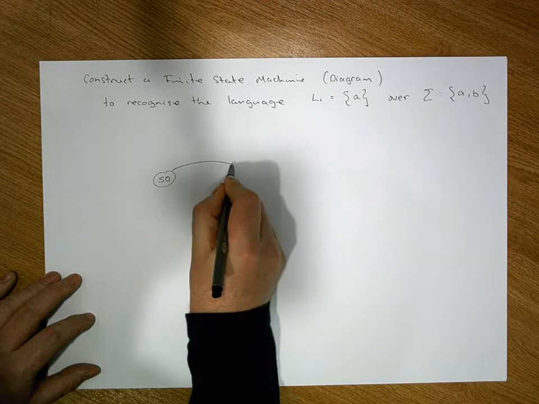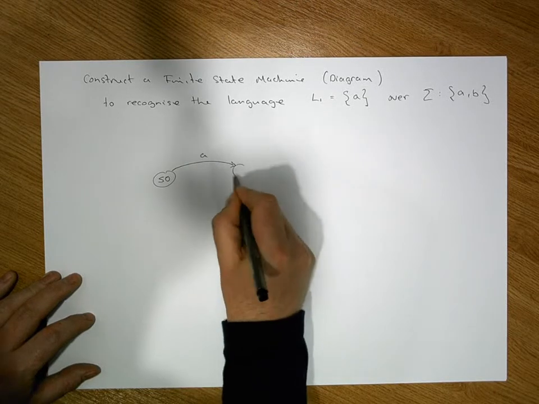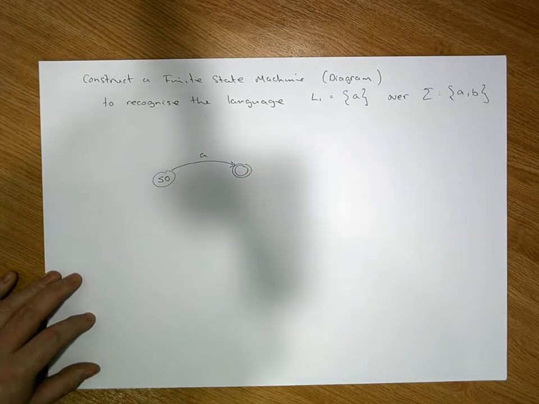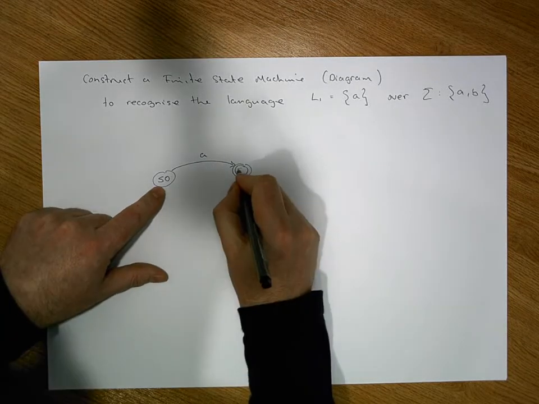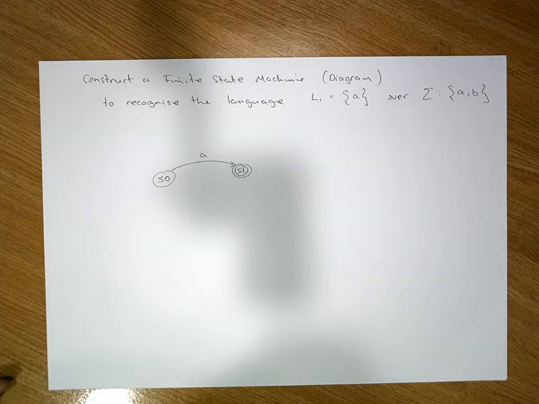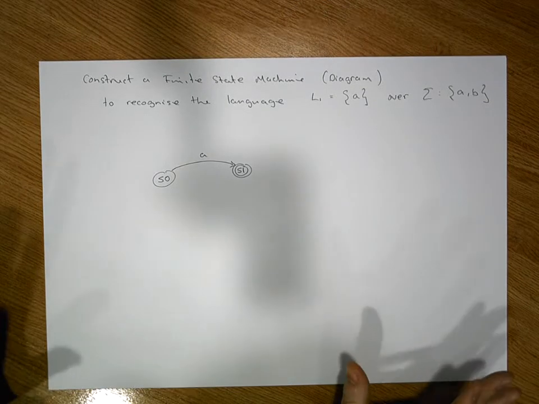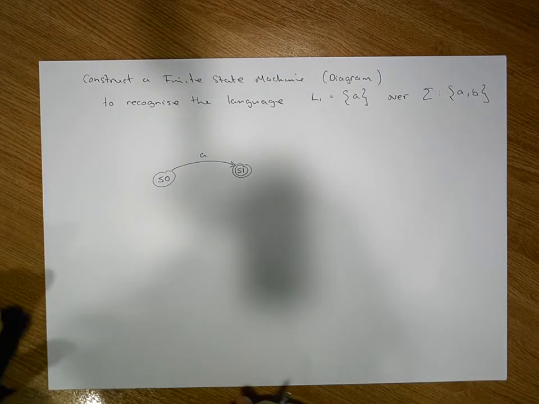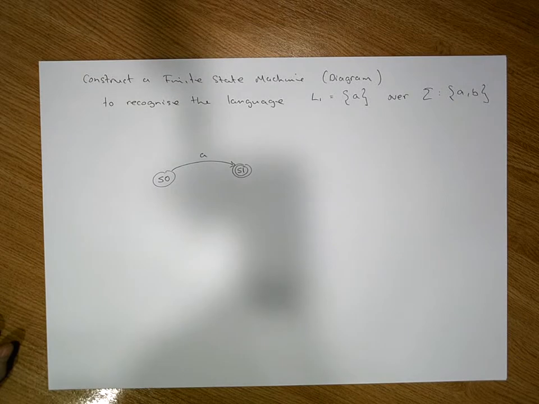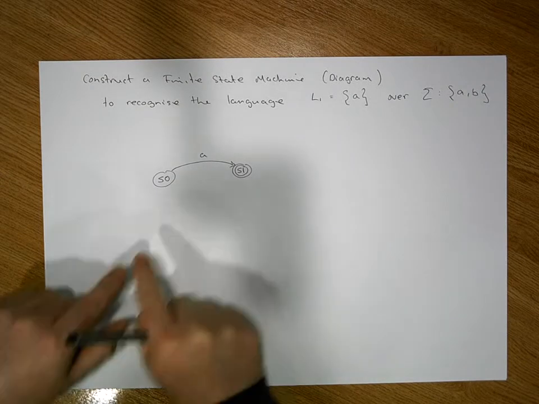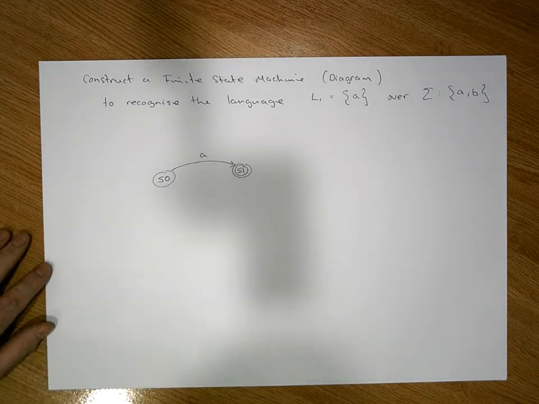Going to consume the A. It's going to take us to a final state that we'll symbolize by these double circles, and let's call this S1. Now, from a naive perspective, this machine at this stage does accept the word A. But what would happen if we passed other words into this particular machine? We shouldn't accept them.